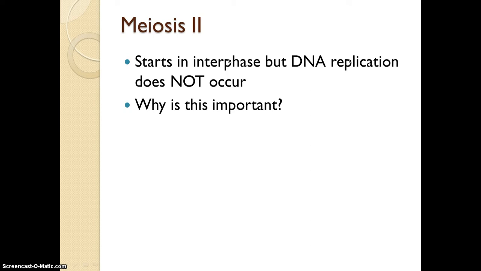The two cells made in Meiosis 1 will go through interphase, but no DNA replication will occur. S-phase does not happen. Well, why is this important? Let's ponder this for a moment. The goal is to produce gametes that are haploid. If we replicate again, the cell will never be able to reach that half or that haploid amount.